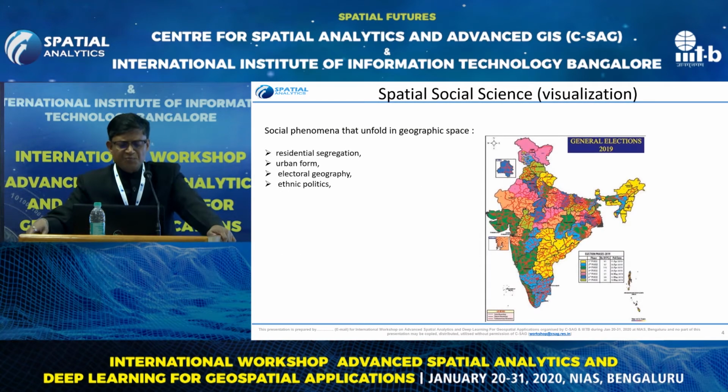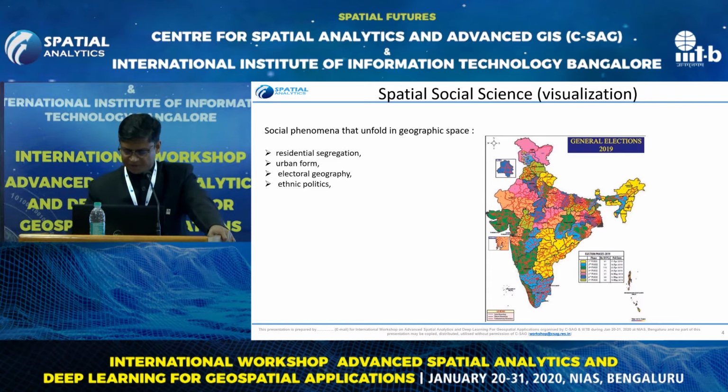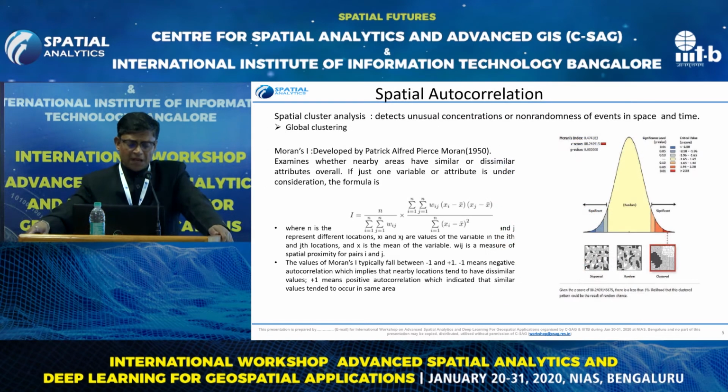This is a simple visualization in the context of social science. It can be used for residential segregation, urban form, electoral geography or ethnic politics. On the right-hand side, you see one of the examples, the latest electoral results, and how we can visualize them.